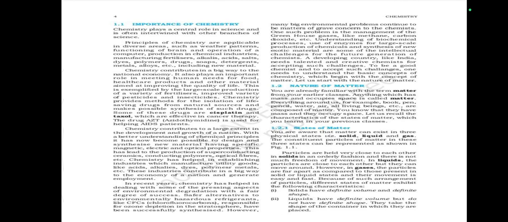1.2 Nature of matter. You are already familiar with the term matter from your earlier classes. Anything which has mass and occupies space is called matter. Everything around us, for example, book, pen, pencil, water, air, all living beings, etc., are composed of matter. You know that they have mass and they occupy space. Let us recall the characteristics of the states of matter which you learned in your previous classes.